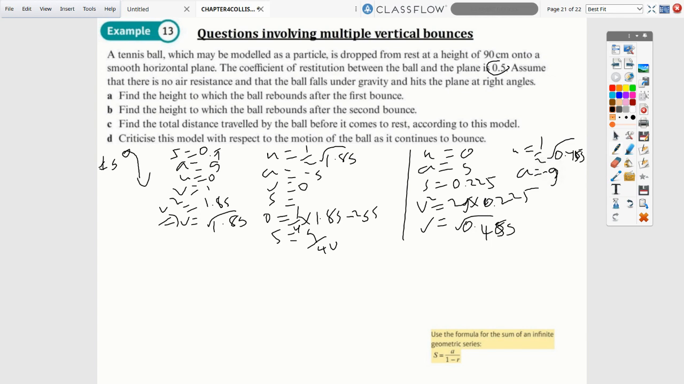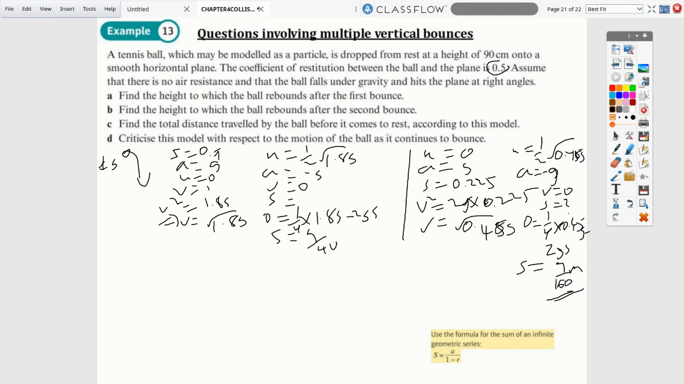A is negative G, V is zero, S is what we want. Hence, we can do the same thing, zero is a quarter times 0.45G minus 2GS. Hence, it gives you, I believe, S is 9 over 160. How do you think? Alright.